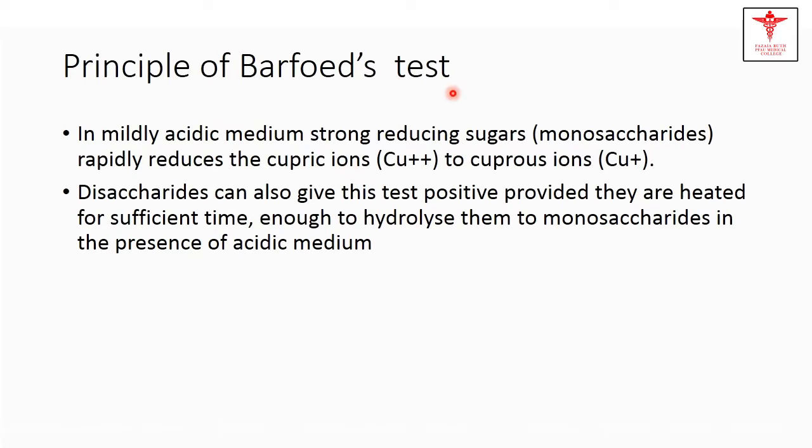The monosaccharides are a stronger reducing agent than the disaccharides. So if the sample contains a monosaccharide, then it will quickly reduce the cupric ions to cuprous ions. But if the sample contains a disaccharide, it can still give a positive result, provided the chemicals are heated enough for the disaccharide to be hydrolyzed to monosaccharides, which then reduce the cupric ions to cuprous ions. So this is the principle of Barfoed's test, very much similar to Benedict's test, utilizing the property of reducing sugars.